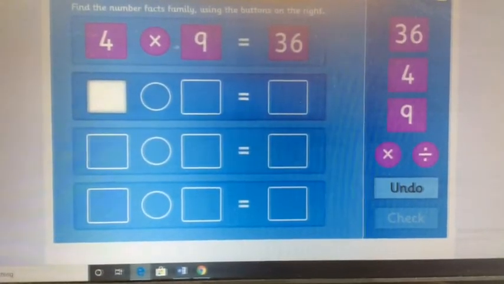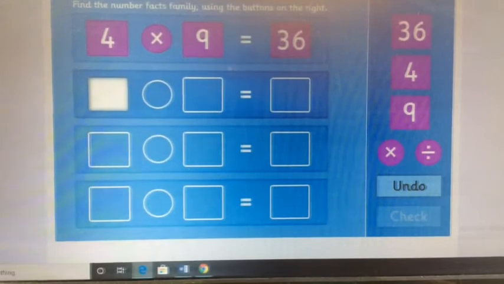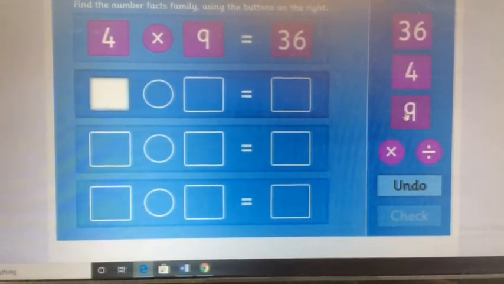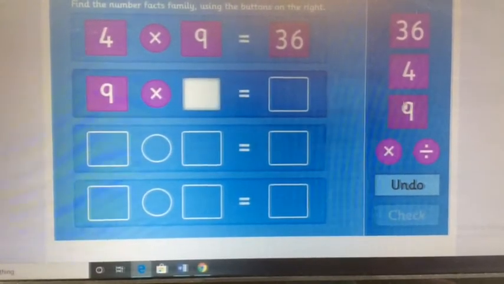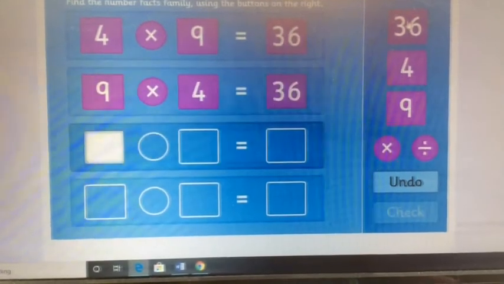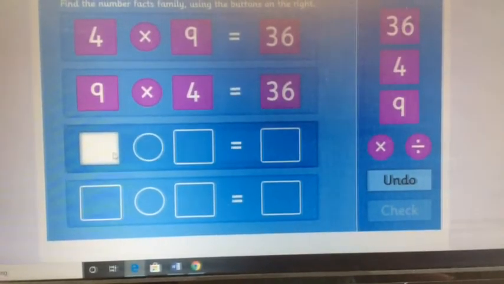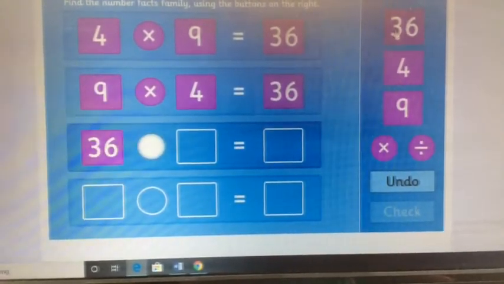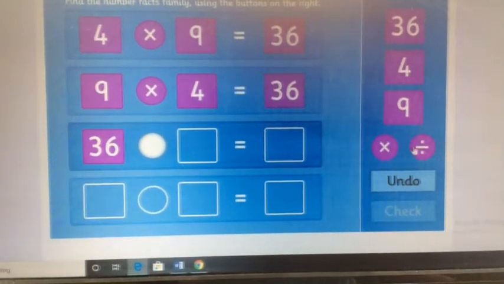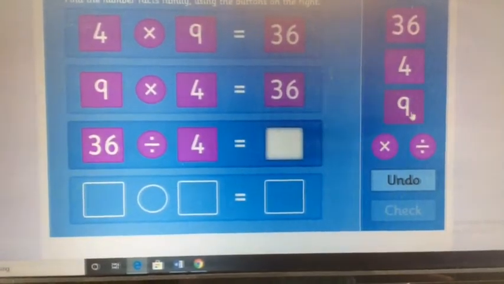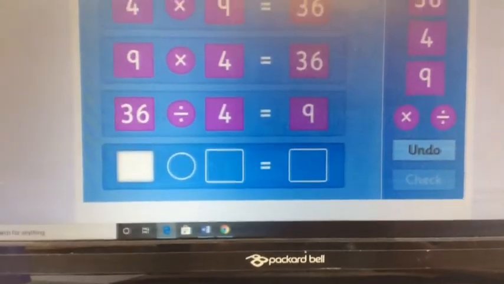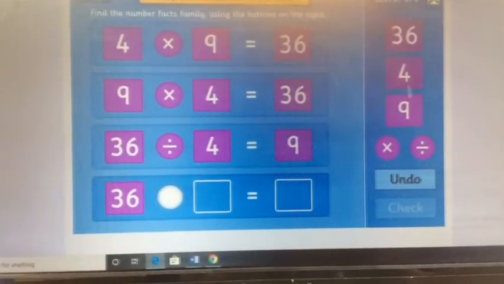With multiplication, remember it's commutative. You can swap those numbers around, multiply them together to give you the same answer. But with division, you're starting with the big number and dividing it out into your smaller groups. You can't do 4 divided by 36. You need to start with 36.